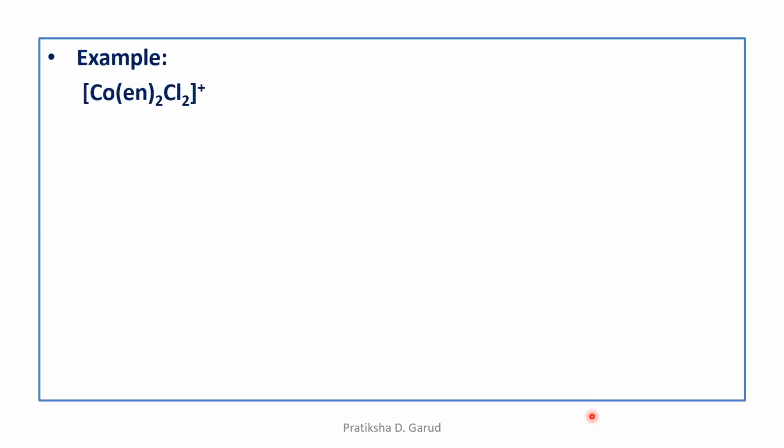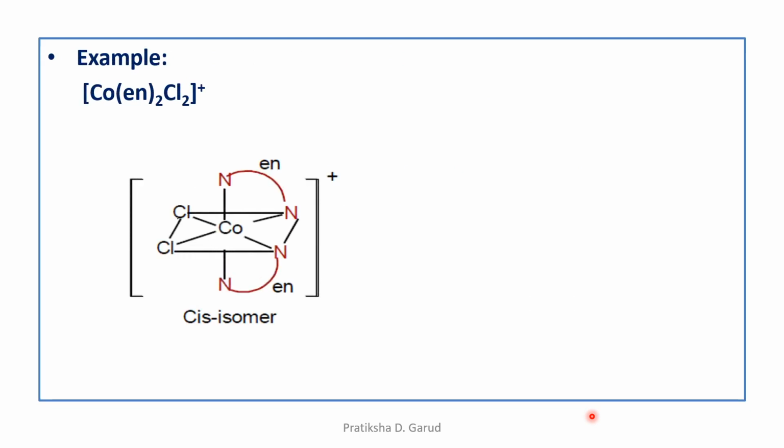So its example, we are having the complex [Co(en)2Cl2]+, and its structure in the cis isomer: the 2 chlorines, or we can say the B, are towards the same side. Hence it is called a cis isomer.